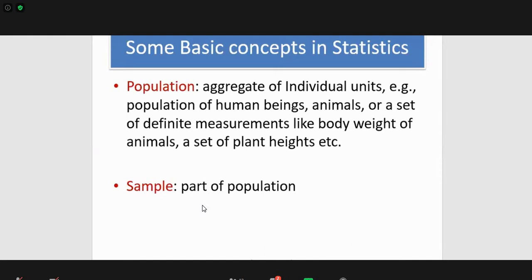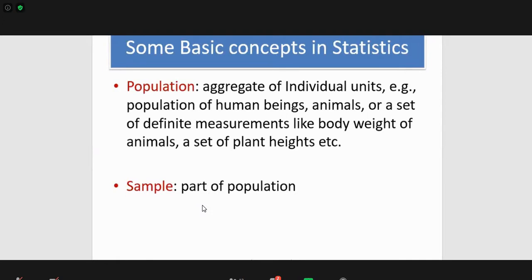For example, a population of human beings or animals, or a set of definite measurements like body weight of animals or a set of plant heights. So in a simple way, we can say, for example, the total number of students of Kashmir University is my population. If I have to study the average height of the students studying in Kashmir University, from that population I will draw a sample of students.